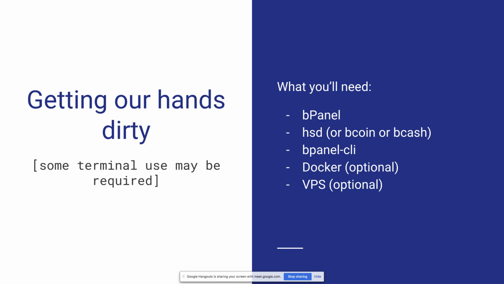But what you'll need is bPanel. You'll also need a node that you connect to, so we'll go through starting this node up, but if you have one already running, we'll walk through how to have bPanel connect to that one. bPanel CLI is a separate package on NPM. It's a CLI, command line interface, so it's in your terminal. You can easily manage things in your bPanel instance. We'll go through how to use that as well and where that can be useful.